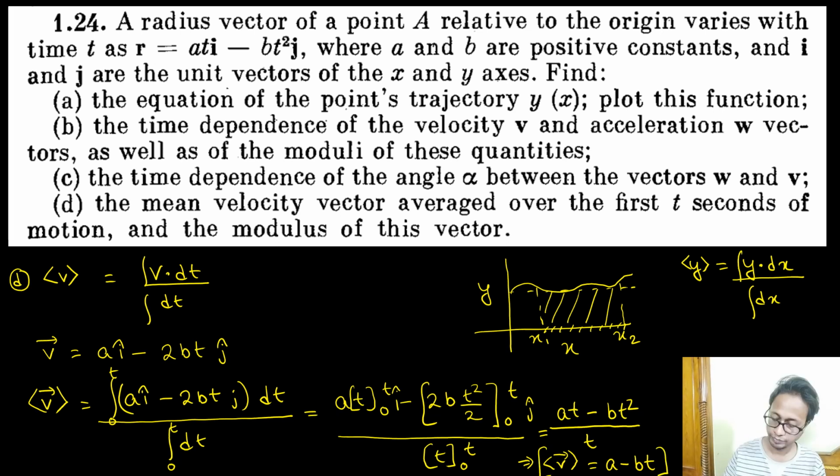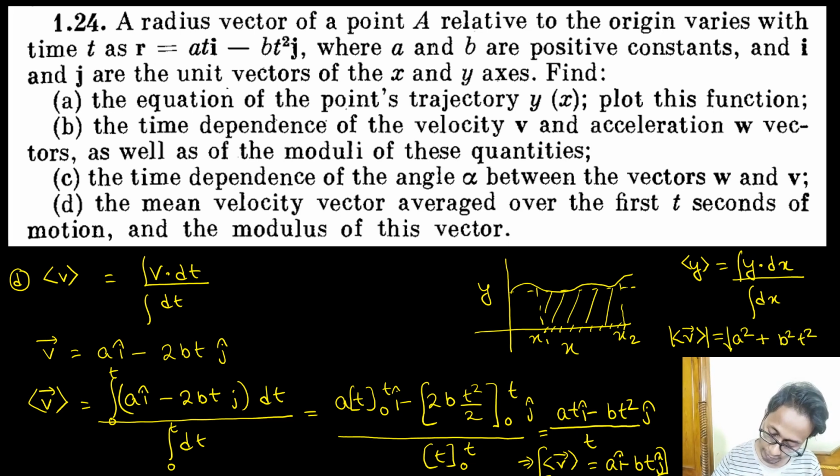Okay, I almost forgot to put the value of i cap and j cap out here. Now the next part of the question is to find the magnitude, the modulus. What is the magnitude of average velocity? It is nothing but the square root of a square plus b square t square, because this component squared, a minus bt squared, is nothing but b square t square.